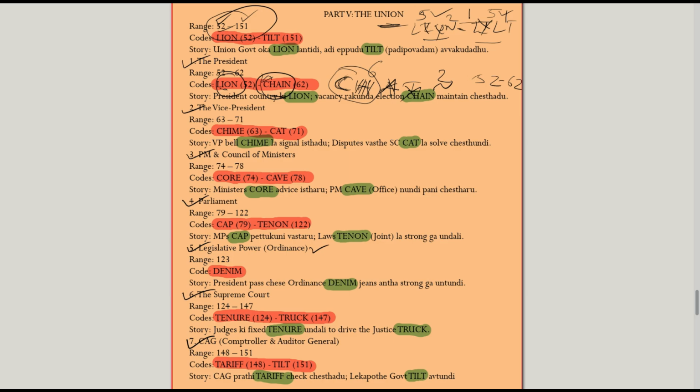So it is president, and then vice president: chime or cat. So chime stands for a kind of sound. Vice president makes the sound, so that the Supreme Court will act as a cat. So that is a story, simple story.